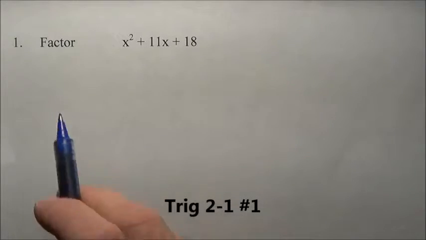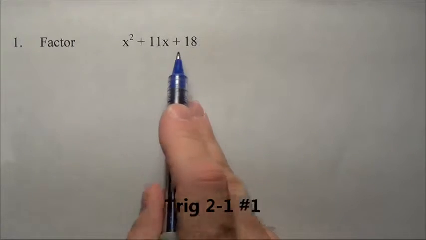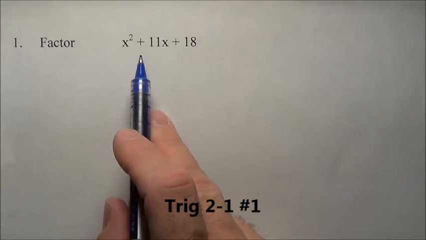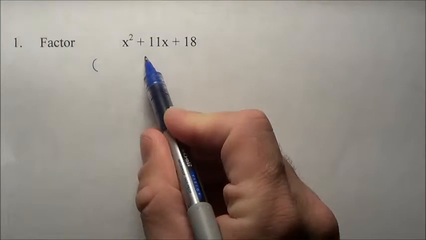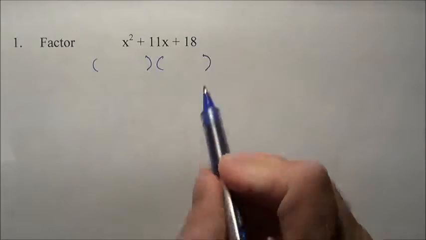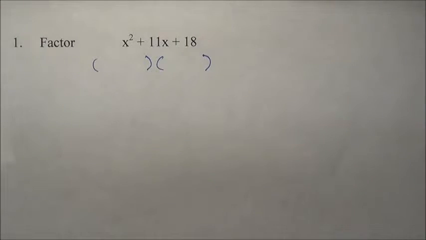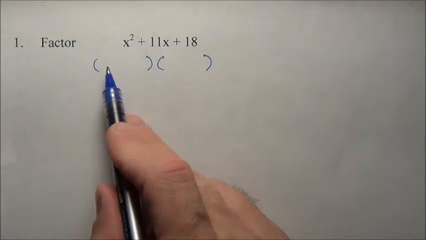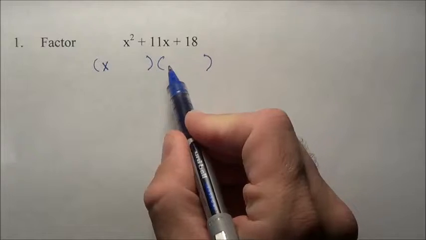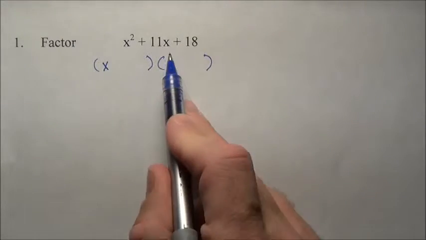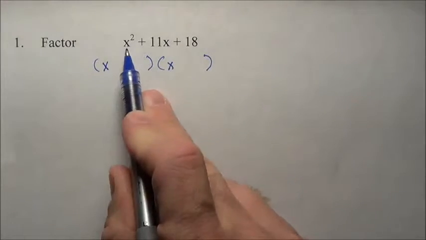Alright, here's problem 1. It says factor this trinomial. Now to factor, what we want to do is break it down into the product of two binomials. It's obvious that the first term is going to be an x and an x, because x times x, those shake hands, you're going to get the x squared.